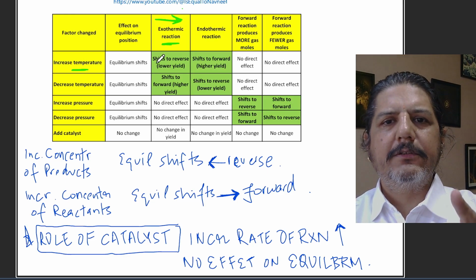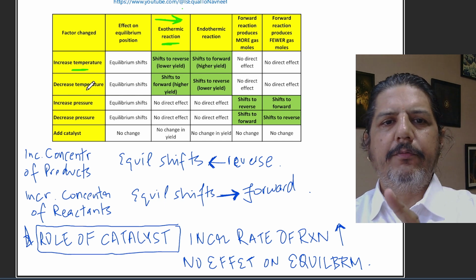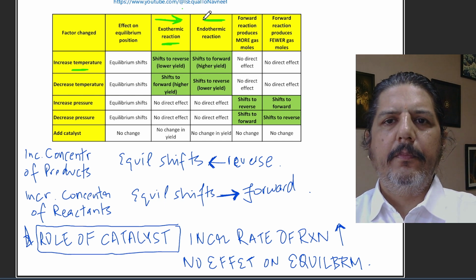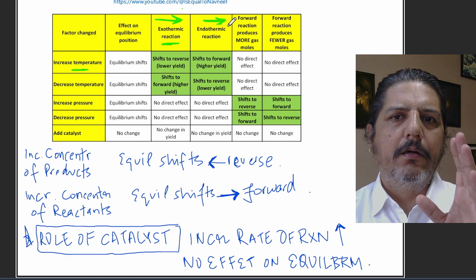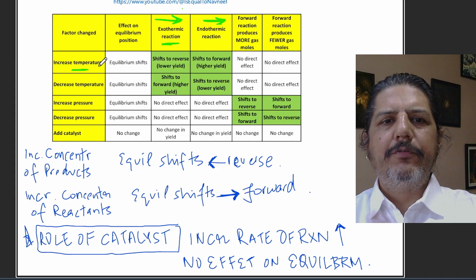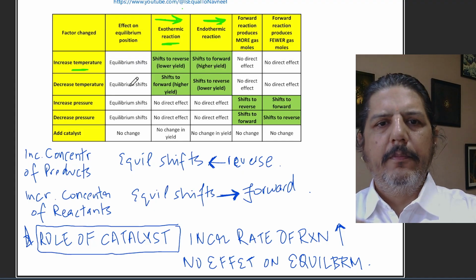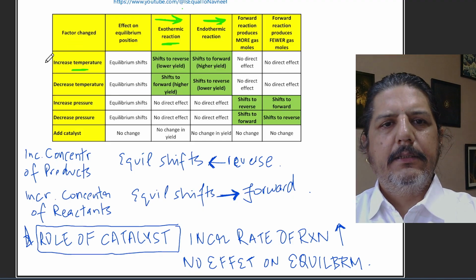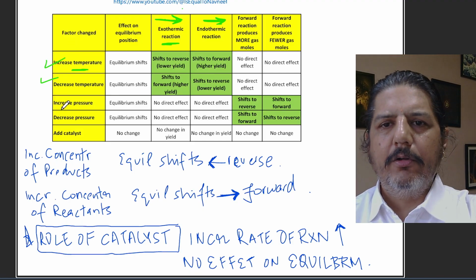If you increase the temperature, it shifts to reverse. If you decrease the temperature, it shifts to forward. And if our equilibrium is endothermic in the forward direction, if you increase the temperature, it shifts to forward, and if you decrease the temperature, it shifts to the lower side.